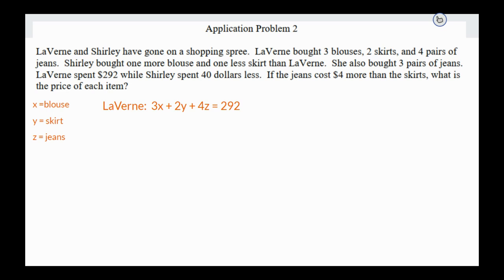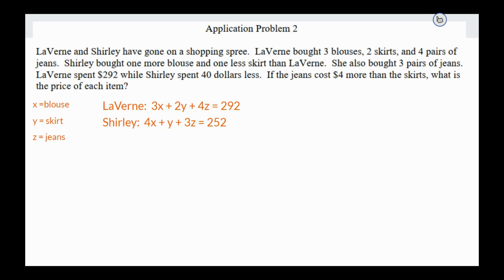$252. Where's 252 come from? 292 minus 40. That was the one I got wrong. Wow. I don't know. I didn't read all the good words. Complicated math, not so much. It's a rough math day.